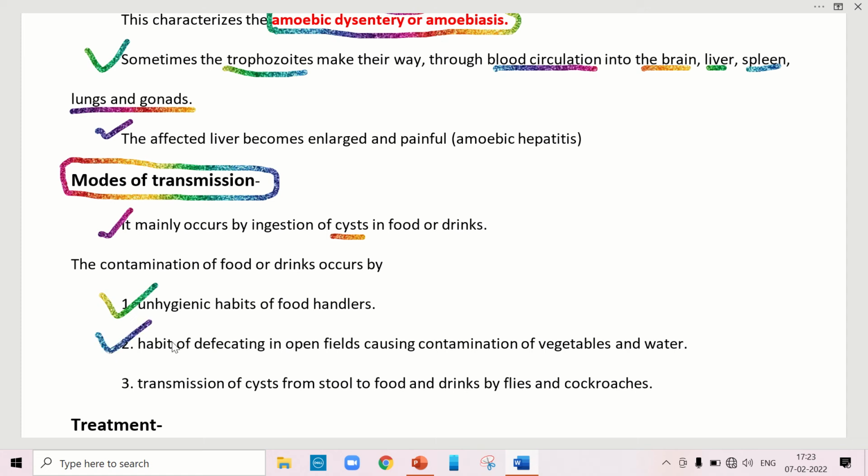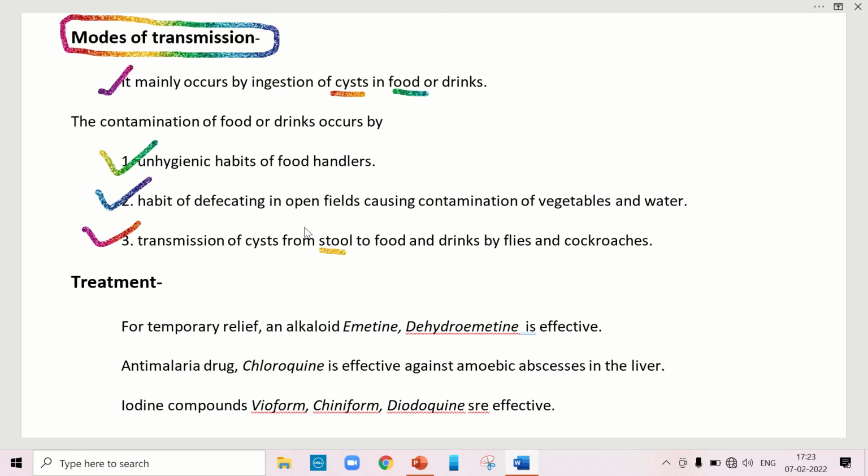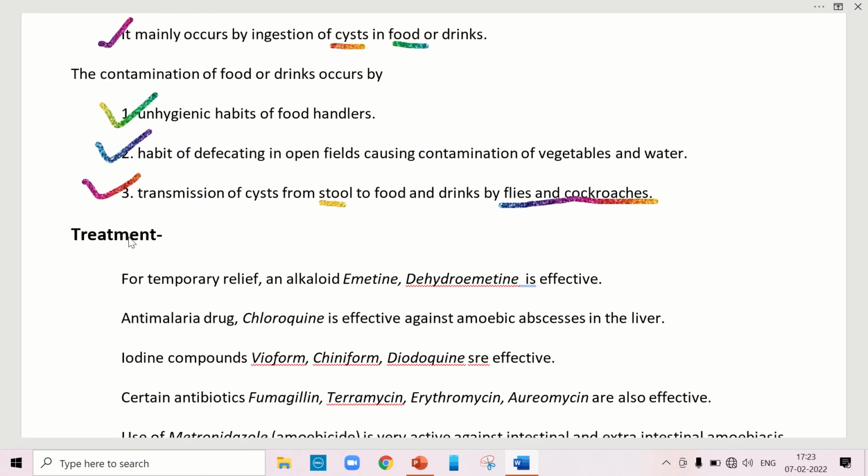Then due to the habit of defecating in open fields, causing contamination of vegetables and water, and also due to transmission of cysts from stool to food and drinks by flies and cockroaches. These are the three main reasons due to which the cyst comes in contact with drinking water and foods: unhygienic habits of food handlers, the habit of defecating in open fields, and transmission of cysts from stool with the help of flies and cockroaches. These are the causes or mode of transmission of this disease.